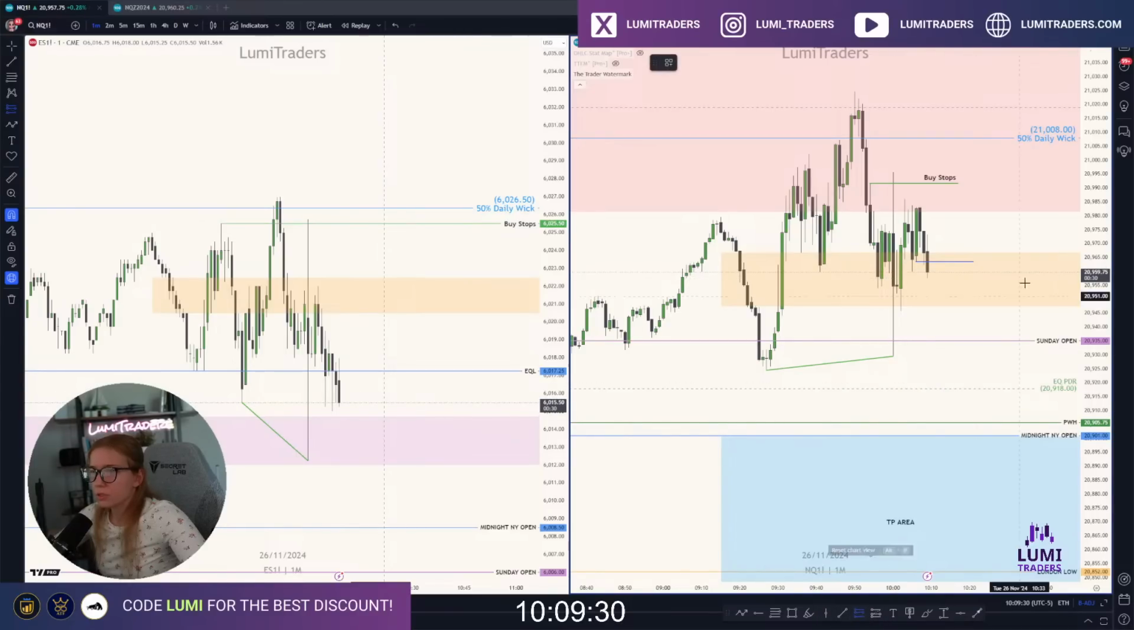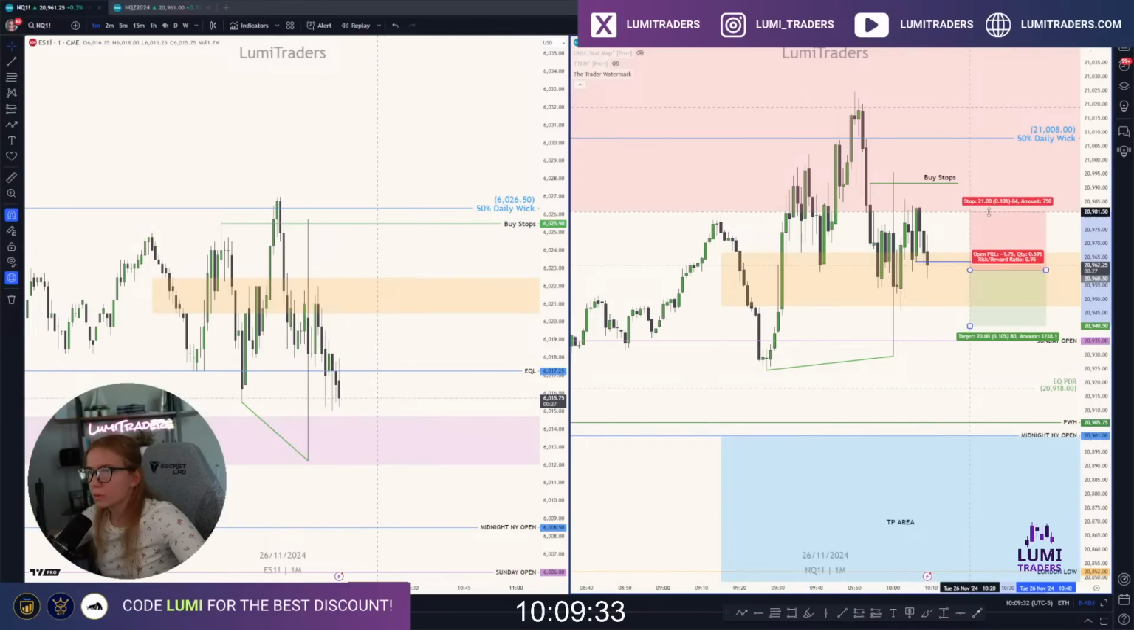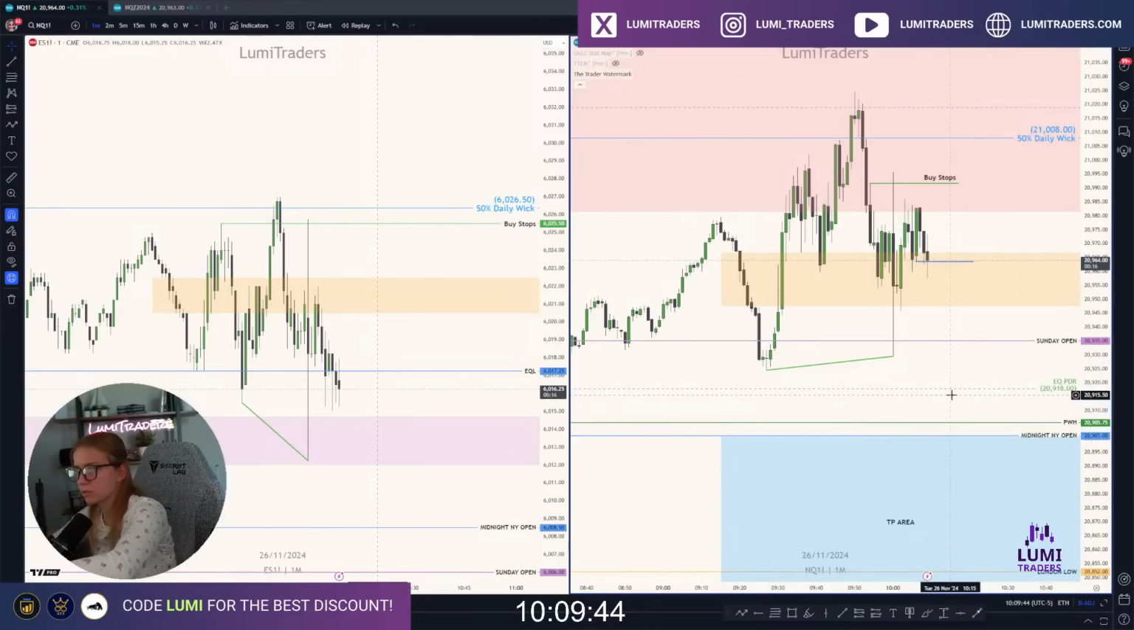Let me calculate potential risk. If we can close below this level, I'm going to put the stop right here. I'm going to aim for exactly 2R or a little bit more than 2R, almost a 3R trade. Let's see if we can get the closure.